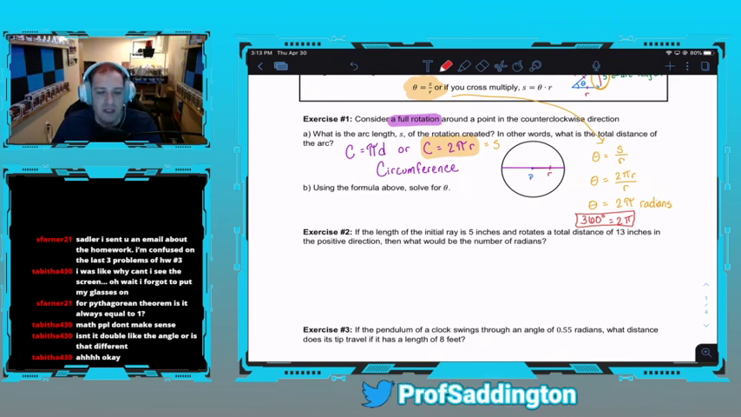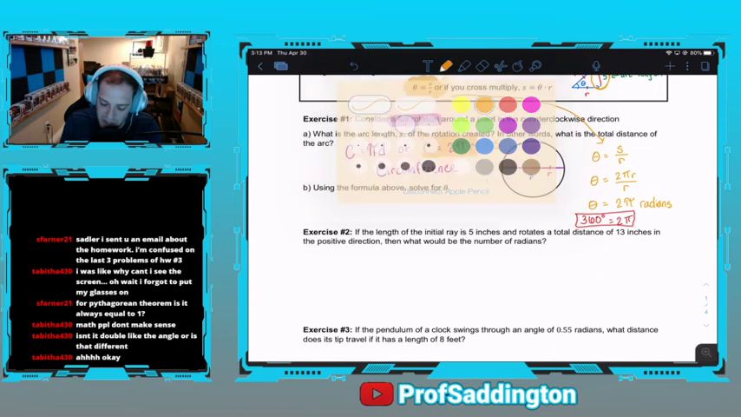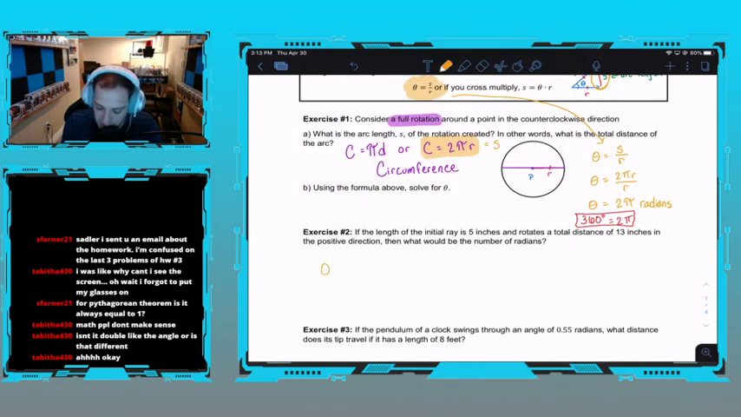Because I'm asking you guys to find the radians, I'm going to use that formula that I just highlighted up top. So I have theta equals s over r.